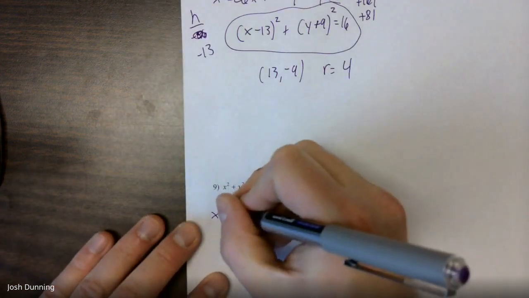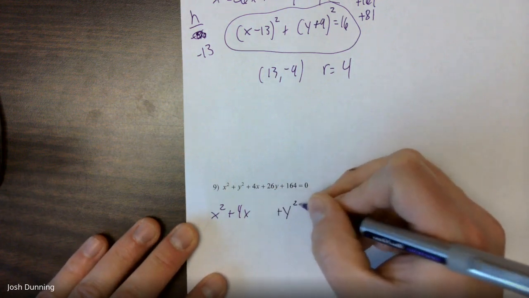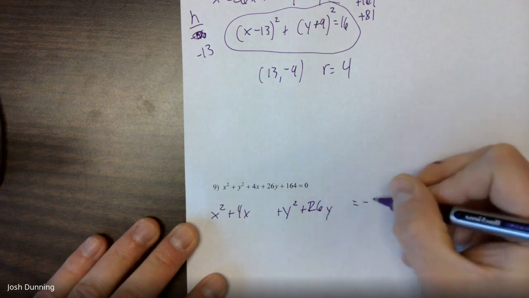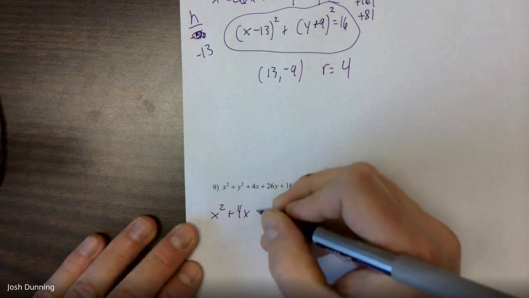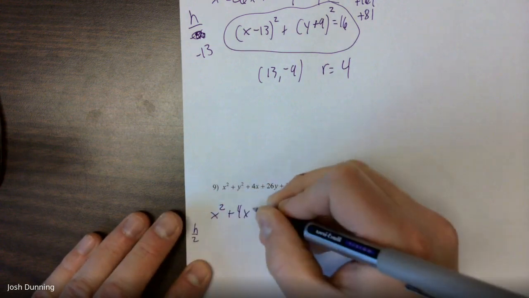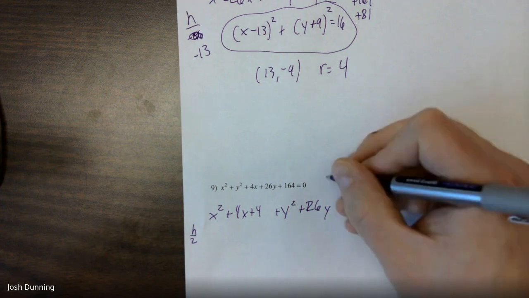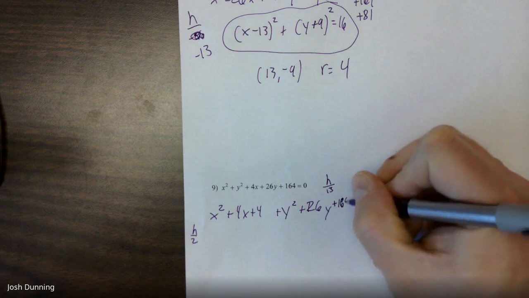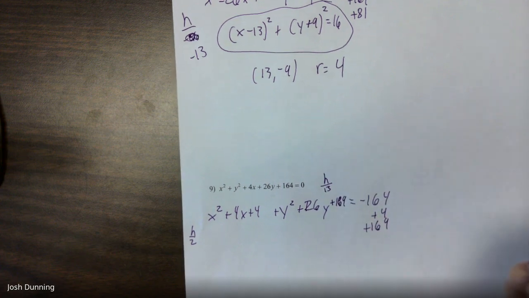So again, rearrange it so your x's are grouped together. Leave yourself some room. Group your y's together. Cancel that out to the other side. Half of 4 is 2. 2 squared is 4. Whatever I do to one side, do to the other. Half of 26 is 13. Square that, you get 169. Whatever I do to one side, do to the other.